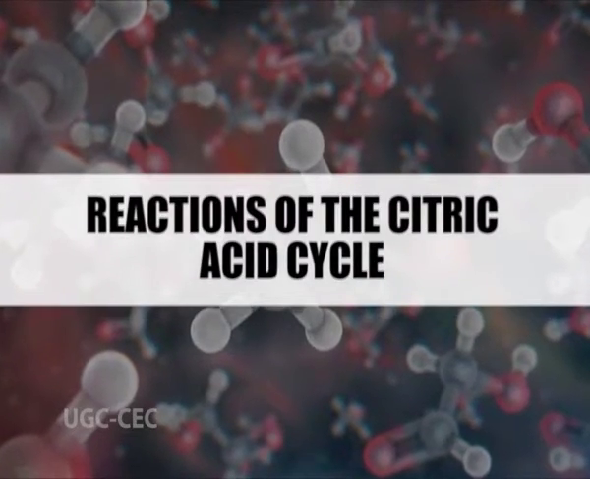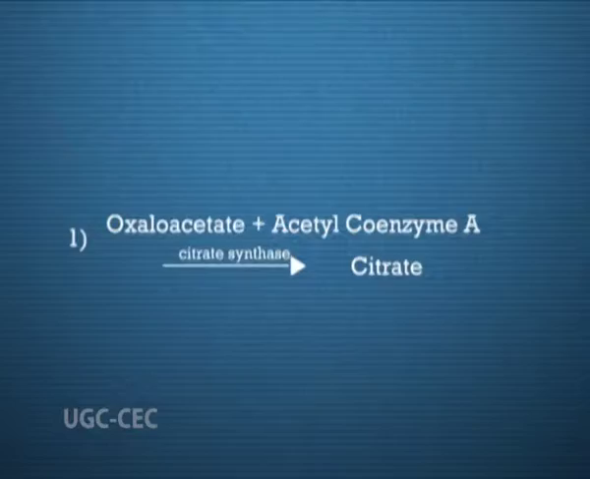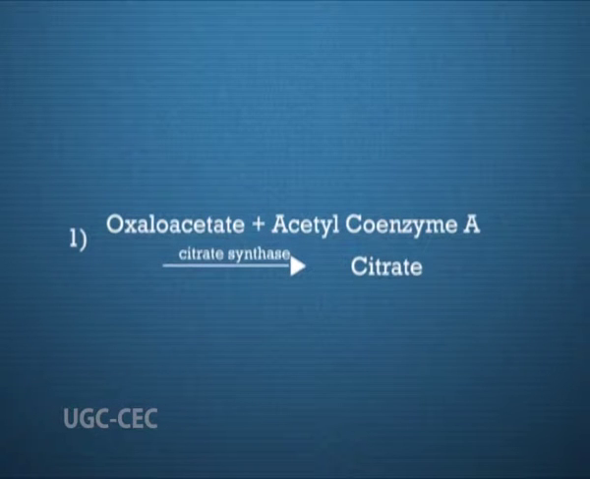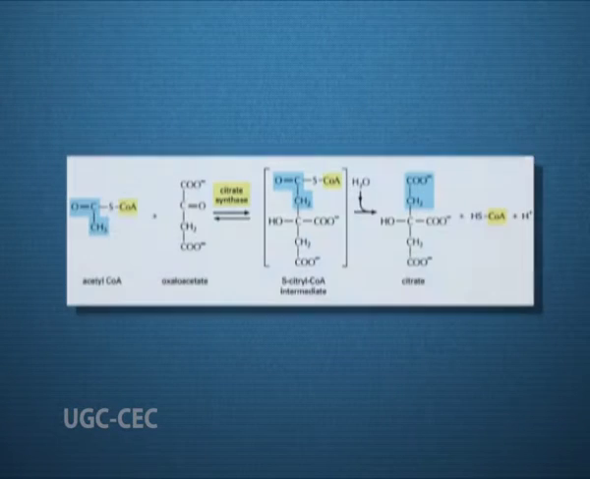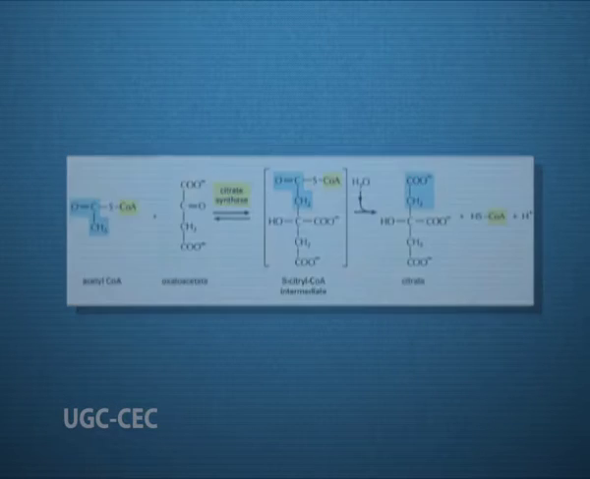Now let's study the reactions of the citric acid cycle. Citrate synthase forms citrate from oxaloacetate and acetyl coenzyme A. The initial reaction between acetyl-CoA and oxaloacetate to form citrate is catalyzed by citrate synthase, which forms a carbon-carbon bond between the methyl carbon of acetyl-CoA and the carbonyl carbon of oxaloacetate. The thioester bond of the resultant citryl-CoA is hydrolyzed, releasing citrate and CoASH, an exergonic reaction.